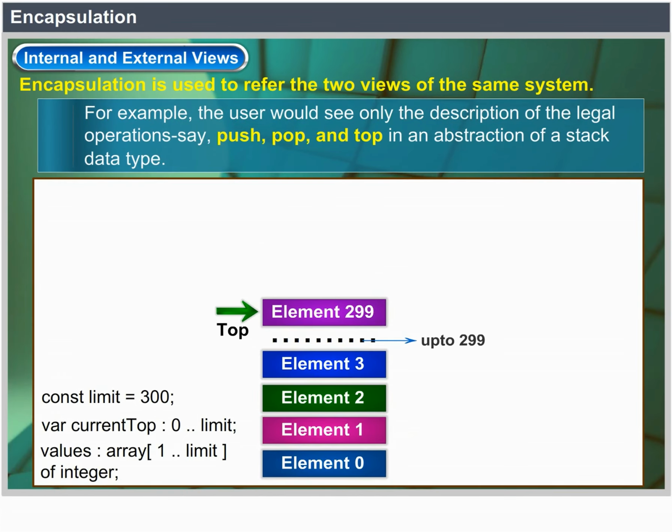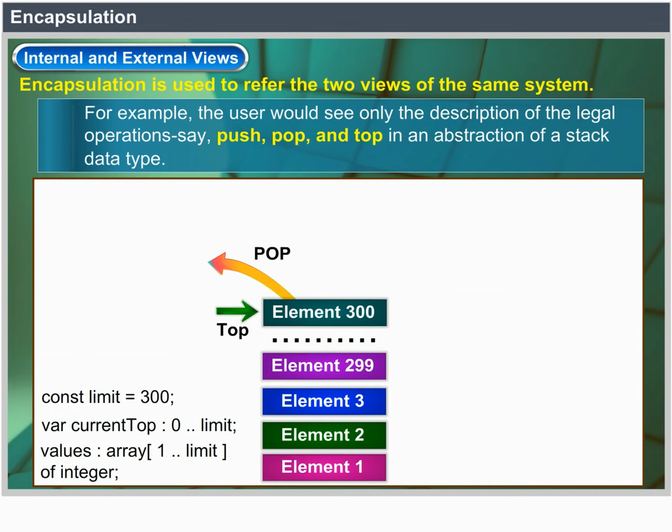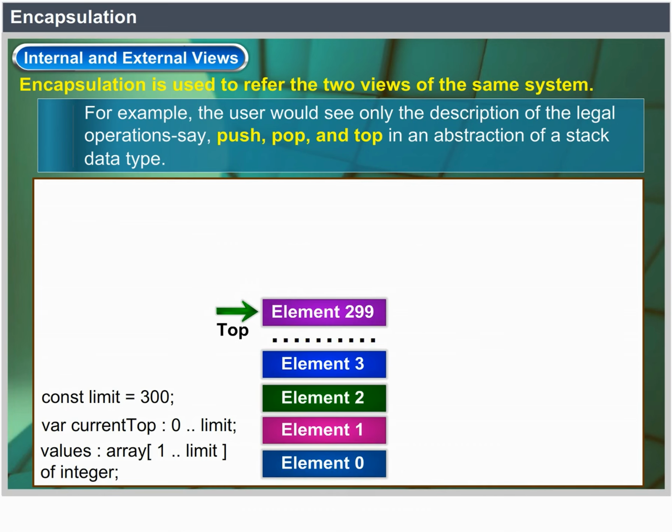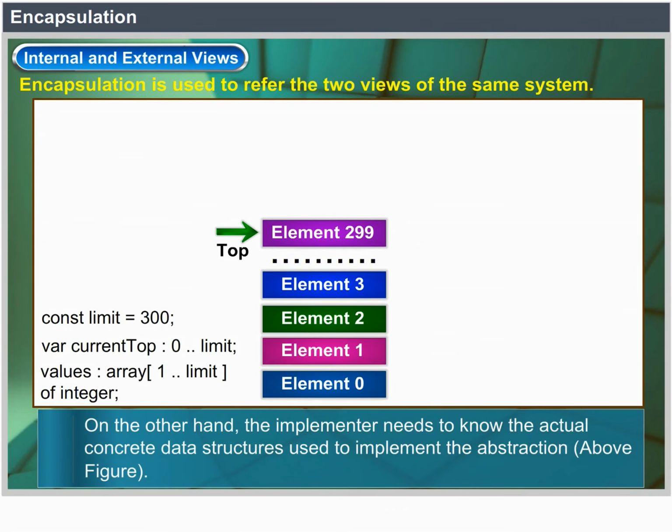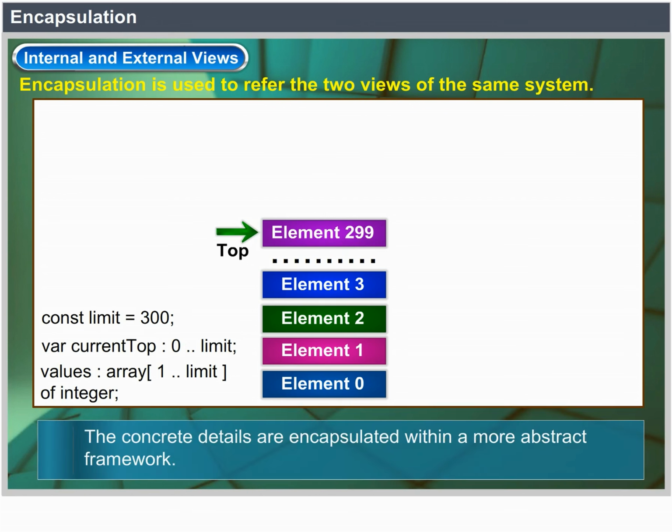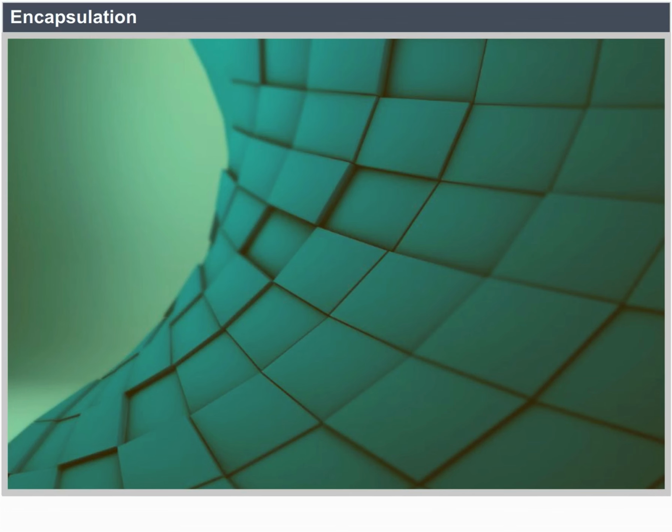For example, the user would see only the description of the legal operations, say push, pop and top, in an abstraction of a stack data type. On the other hand, the implementer needs to know the actual concrete data structures used to implement the abstraction, as shown in the above figure. The concrete details are encapsulated within a more abstract framework.